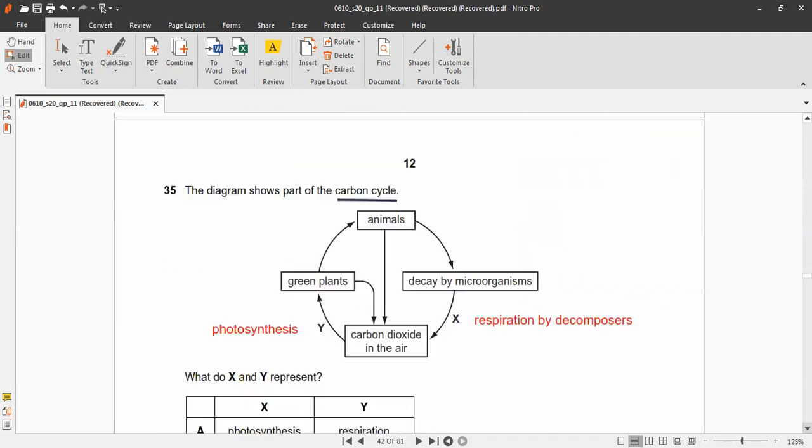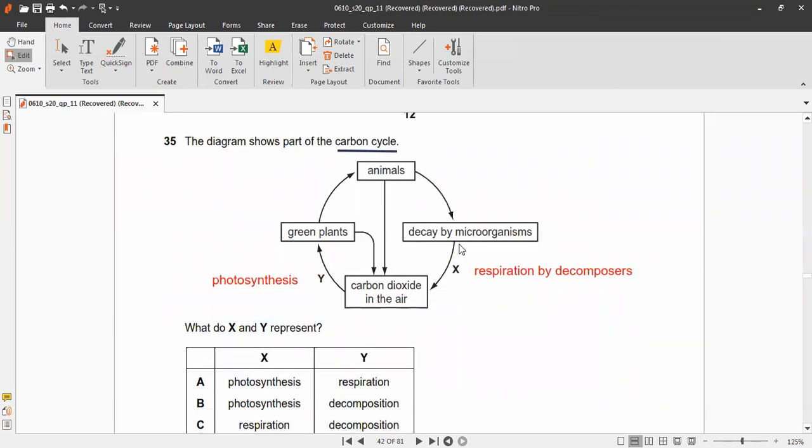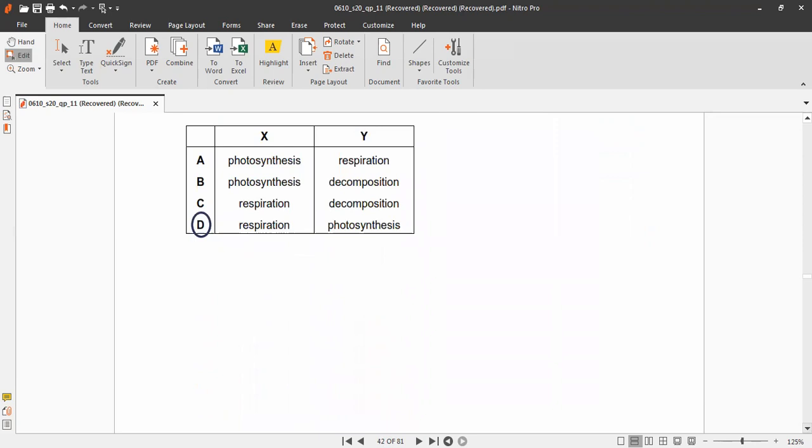The diagram shows part of the carbon cycle. X, decay by microorganisms, here carbon dioxide in the air, here X, respiration by decomposers, and here carbon dioxide used by green plants during photosynthesis. So Y is photosynthesis and X is respiration. So the correct answer is D.